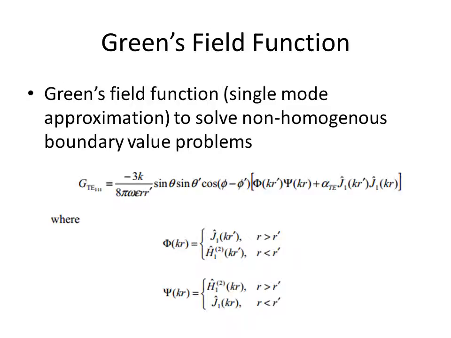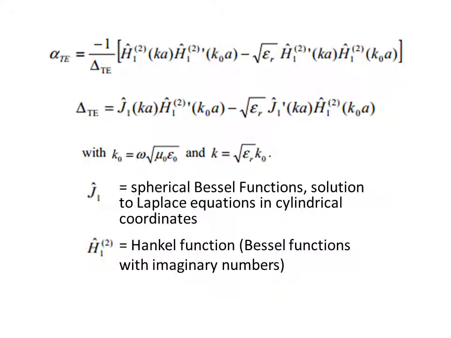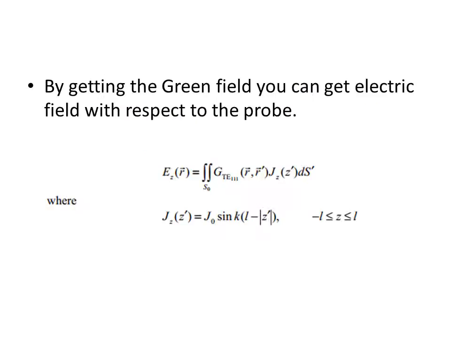Green's field function. Green's field function single mode approximation is to solve non-homogeneous boundary value problems. J hat is the spherical Bessel function solution to Laplace equations in cylindrical coordinates. H hat is the Hankel function, the Bessel functions with imaginary numbers. By getting the Green's field, you can get the electric field with respect to the probe.